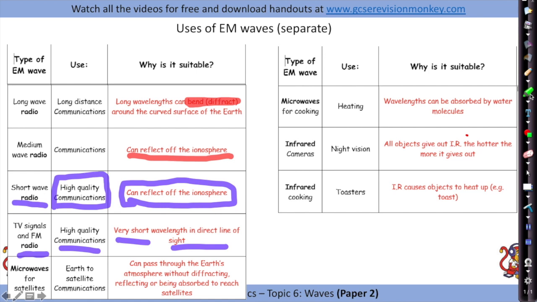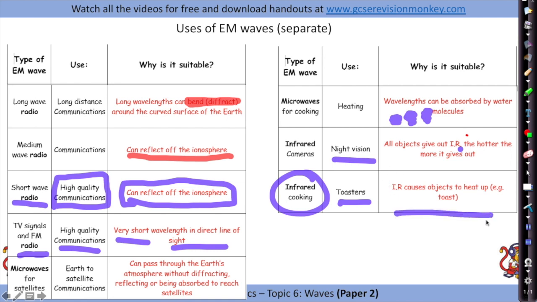Microwaves for cooking, so this is for heating, and the wavelengths can be absorbed by the water molecules. So those water molecules will start to vibrate, and as they vibrate, they'll bump into other molecules and then warm them up. Using infrared, so that's used for night vision. All objects give out infrared. The hotter, the more it gives out. And we can use infrared for cooking as well, so toasters and grills might use that.